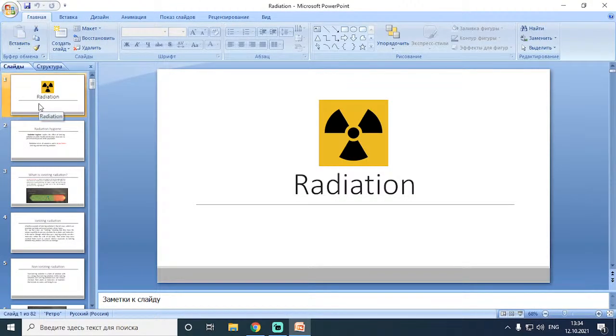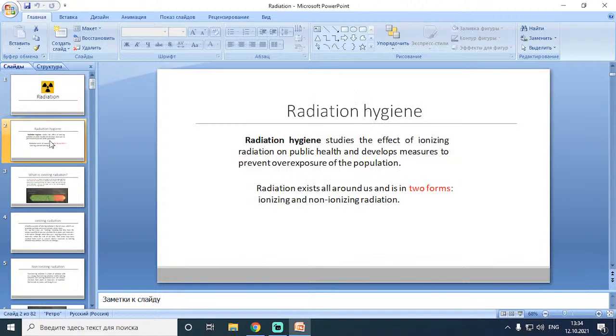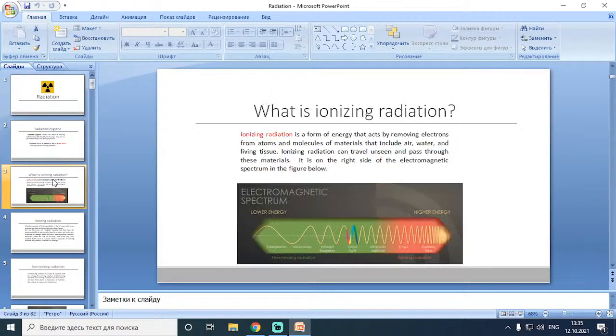Today's lecture is radiation. Radiation hygiene studies the effect of ionizing radiation on public health and develops measures to prevent overexposure of the population. Radiation exists all around us and is in two forms, ionizing and non-ionizing radiation.